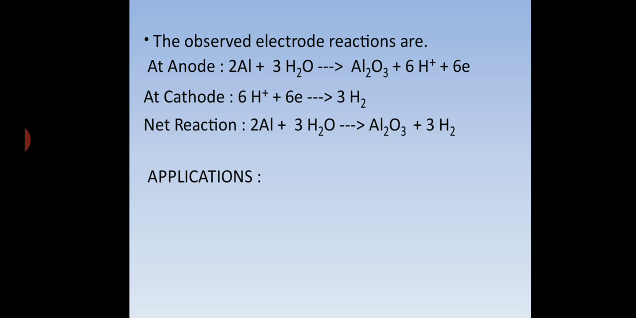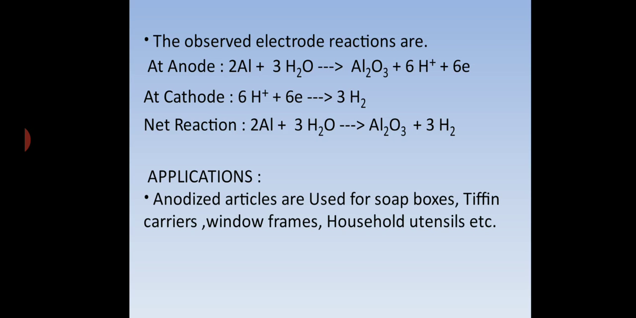So this was the process. Now, what are the applications of these anodized articles? Anodized articles are used for soap boxes, tiffin carriers, window frames, household utensils. Household utensils and all are anodized for the corrosion resistance property. Otherwise, if only aluminium household utensils are there, you might have observed that corrosion product forms on them. After anodizing, they possess corrosion resistance property.